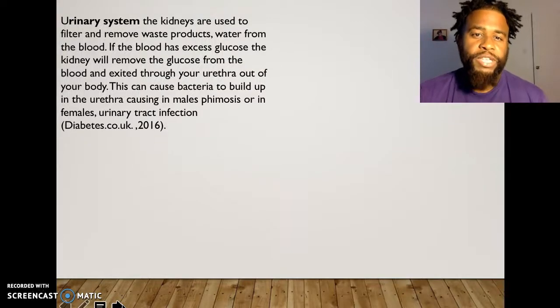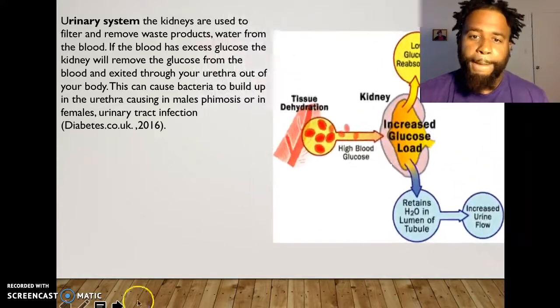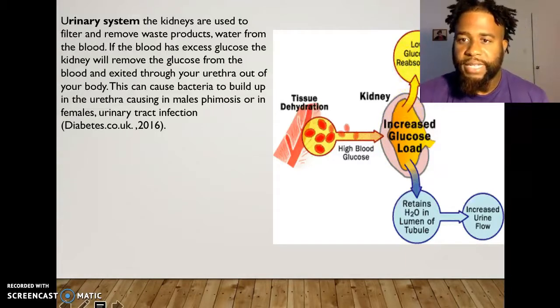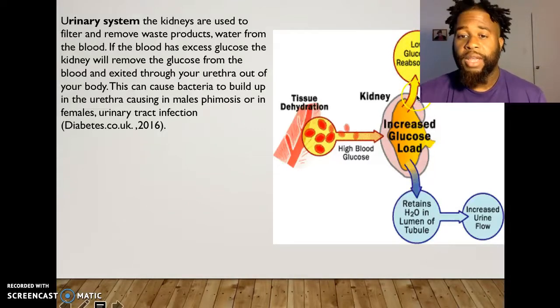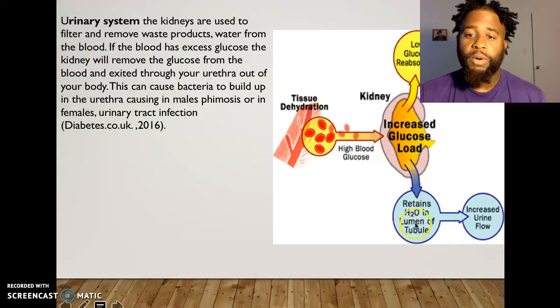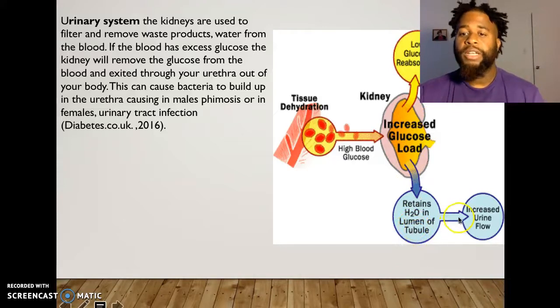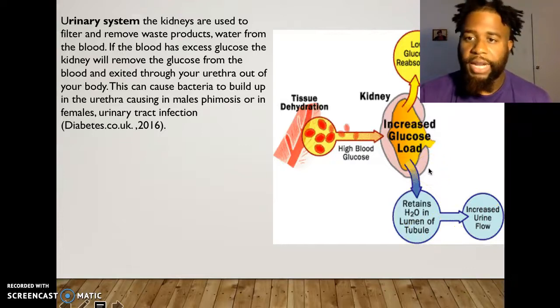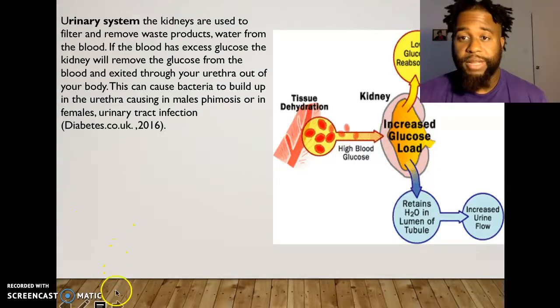Urinary system: the kidneys are used to filter and remove waste products and water from the blood. As you can see, with tissue dehydration, high blood glucose builds up, so the kidneys now have to work a lot harder. Low glucose reabsorption due to type 2 diabetes leads to glucose in the urine and retains water in the lumen of the tubule to increase urine flow. So you might get polyuria, or nocturia at nighttime, going to the bathroom a lot, basically.